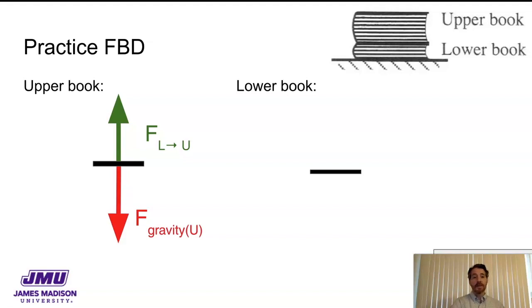So I'm going to say there's an upward force from the lower book to the upper book. That's it for the upper book. It's just that. The lower book has a little bit more going on. You have the force of gravity pulling down on the lower book. I'm going to make the arrow smaller because the lower book looks smaller than the upper book, so I'm going to assume that it weighs less.